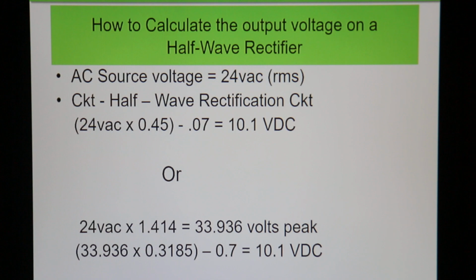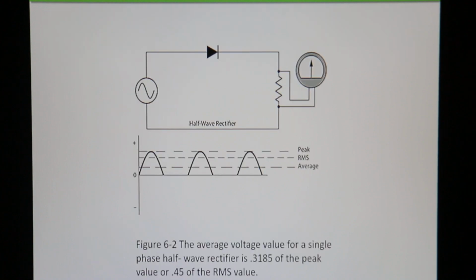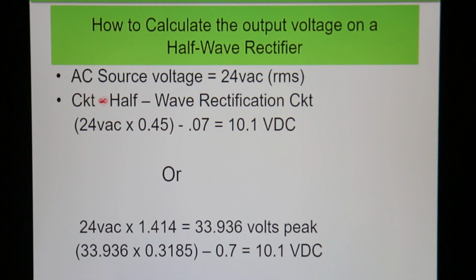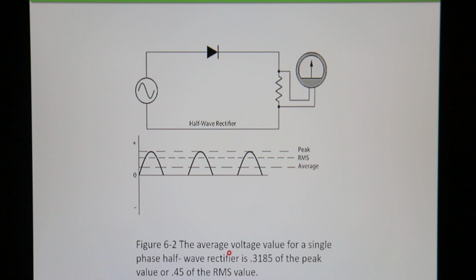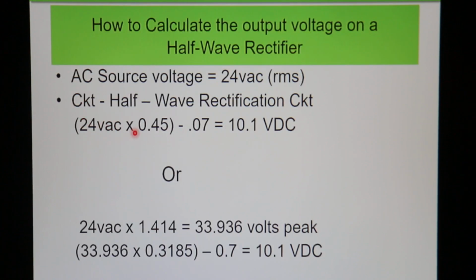right? So how to calculate the output voltage on a half-wave rectifier, and my AC source is 24 volts AC, so my transformer here is a 24 volt transformer, okay? So that's our RMS voltage. And the circuit is a half-wave rectification, just what you saw us just build. So what we could do is, using those two different methods here, I can say 24 volts AC, that's RMS, times 0.45, and that will give me my DC average value.